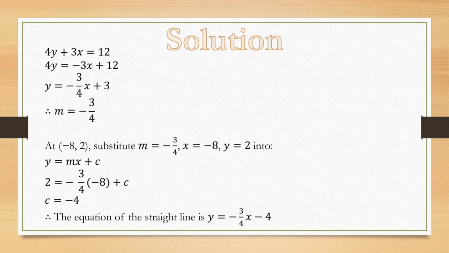Now, we want to find the y-intercept of the straight line. We will use y equals to mx plus c as our formula. At the point (-x, 2), we will substitute m equals to negative 3 over 4, x equals to negative x, and y equals to 2 into our formula. And we get that c, which is the y-intercept, equals to negative 4. Finally, write down the equation of the straight line in the form y equals to mx plus c, which is y equals to negative 3 over 4x minus 4.